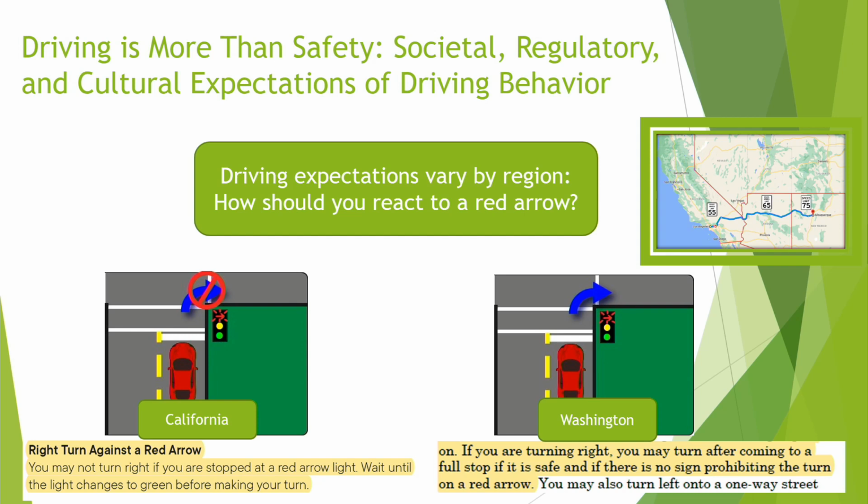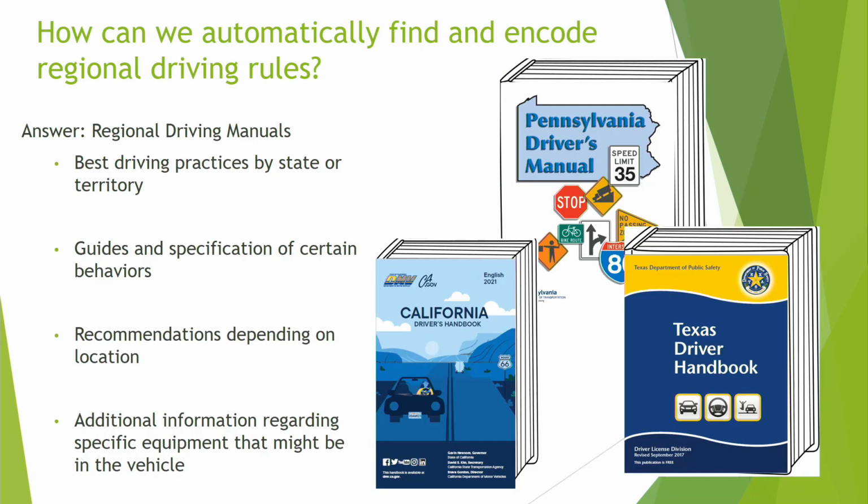Another example is that in California, when you reach a red arrow, you cannot turn right. However, in the state of Washington, if you reach a red arrow, you must stop, but you can make the right turn if you deem it safe. So how can we automatically find and encode these regional driving rules?